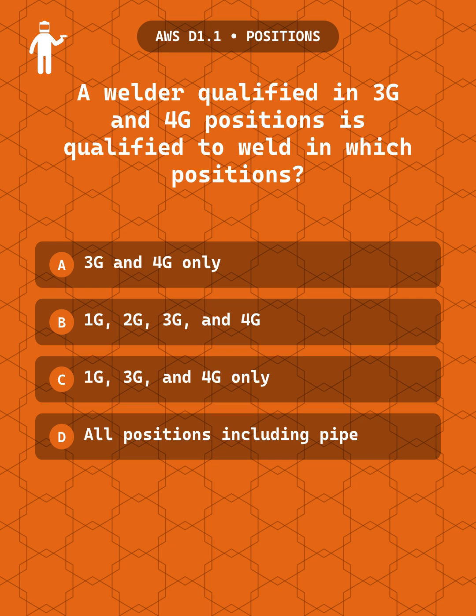Question 1. A welder qualified in 3G and 4G positions is qualified to weld in which positions? Is it A, 3G and 4G only, B, 1G, 2G, 3G, and 4G, C, 1G, 3G, and 4G only, or D, all positions including pipe?